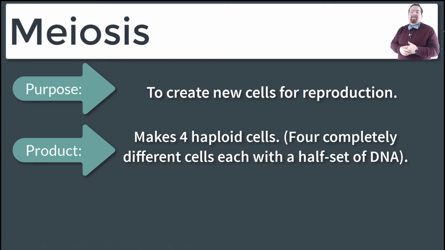Each of these cells is different from each other, and that's why we don't look like our siblings, even though we have the same parents. When 2 of these cells come together, they make a full set of DNA, and that's how an organism begins.